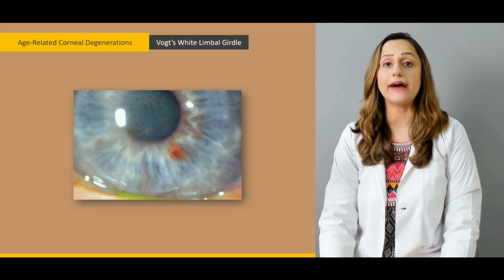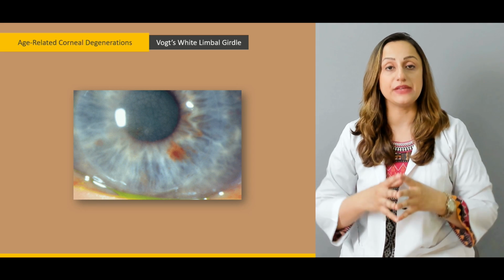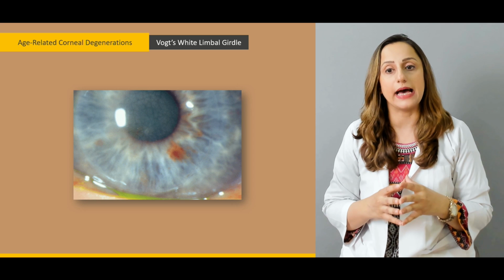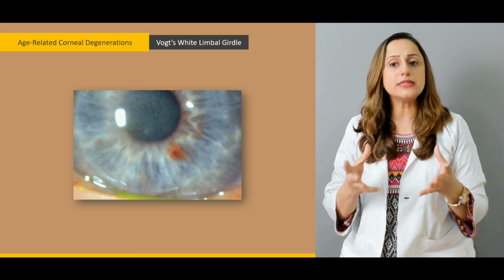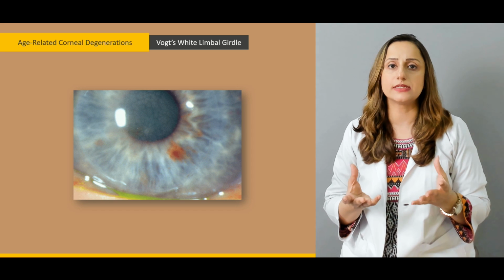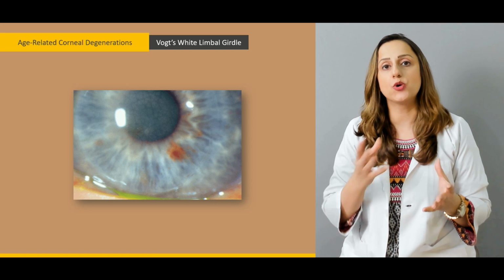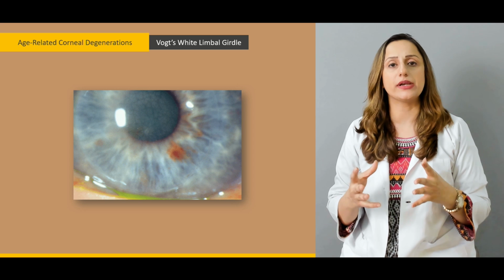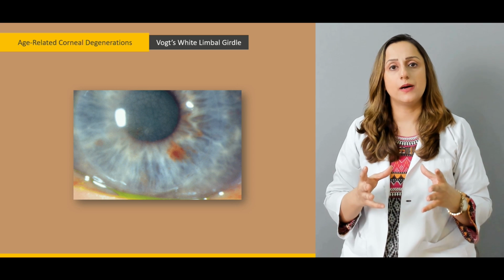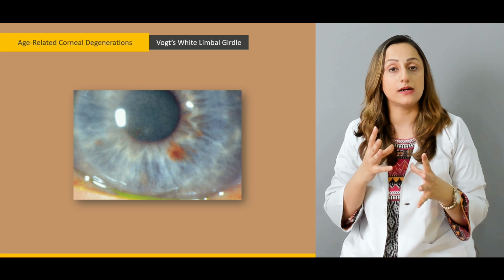So this chalky white appearance given to the cornea near the limbus is regarded as the Vogt's white limbal girdle. The appearance of these limbal girdles is an age-related process going on in these patients. These are degenerative processes. It's neither any dystrophy nor any abnormality of the corneal cells.